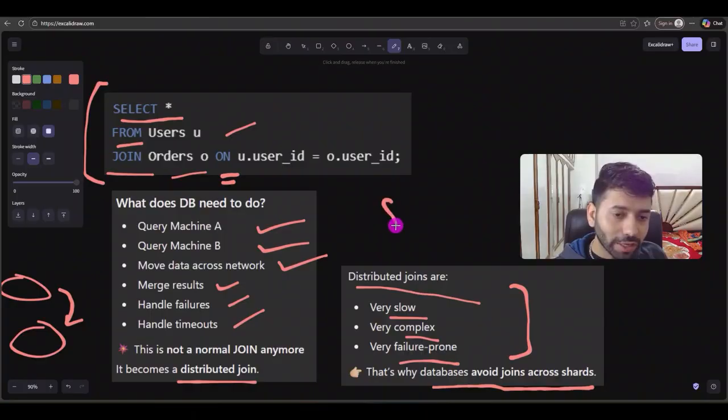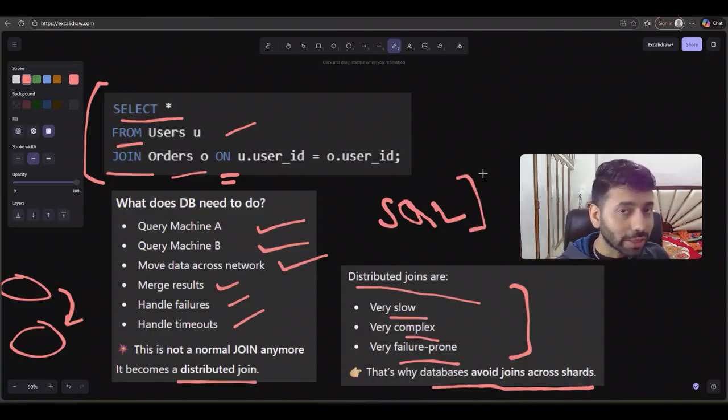And as we are talking about SQL first, in SQL the main property it follows is consistency, and it follows the ACID properties, correct? And it becomes really difficult to maintain the ACID properties across the different machines. So when we are doing sharding and we are doing the distributed joins, it becomes really difficult to maintain the consistency of the data, and it becomes really difficult to maintain the ACID properties across the shards. That's why sharding is a quite complex thing in SQL.